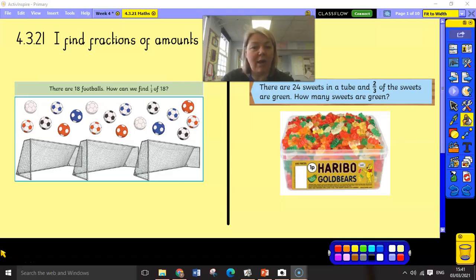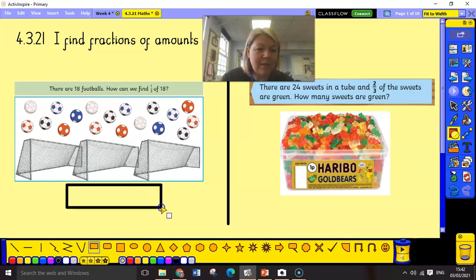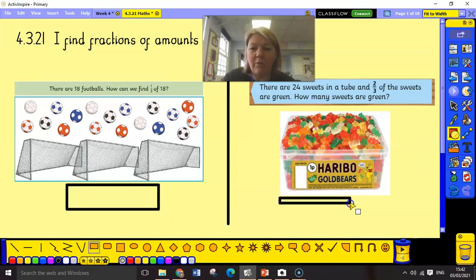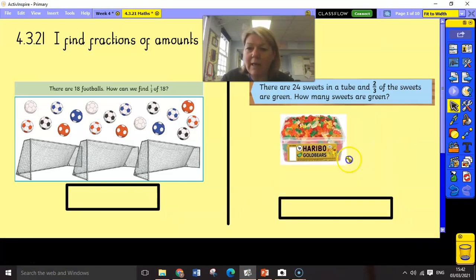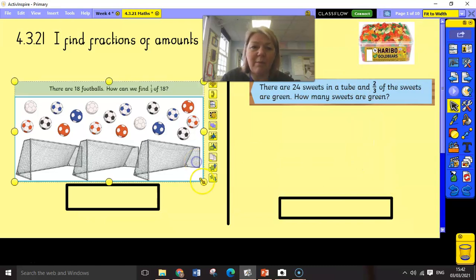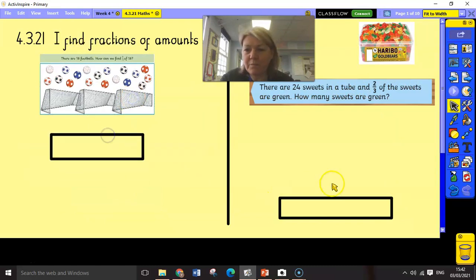Right, how did you get on? So hopefully you thought about using a bar model here to help you, and I'm just going to draw my bars here to get me started. I know I'm going to need one for each question. I'm just going to make my little Haribo bears a little bit smaller and move them up to the top, and my football net a little bit smaller and move it so that I've got space for my bars. So you can see what I'm doing.